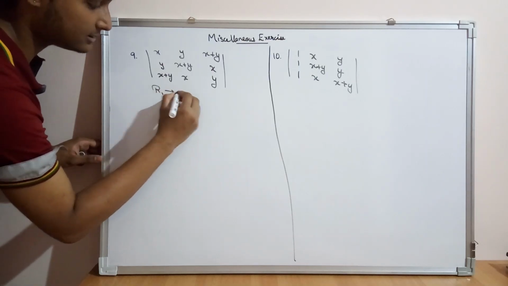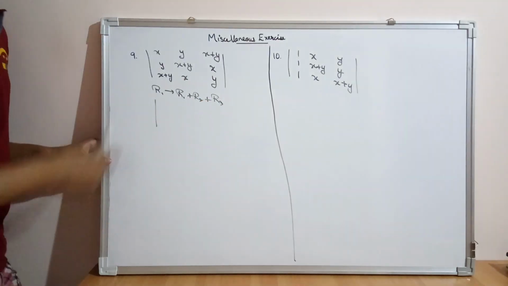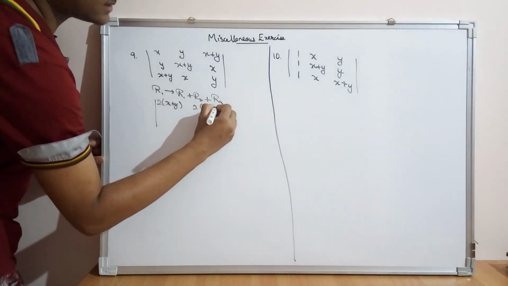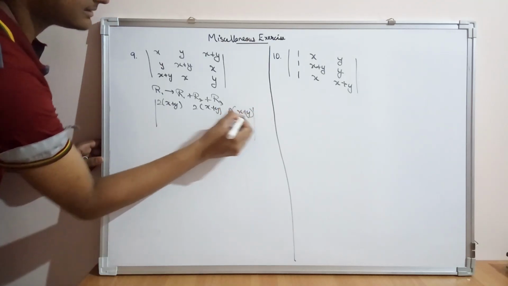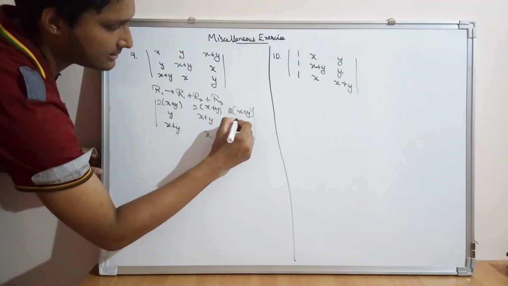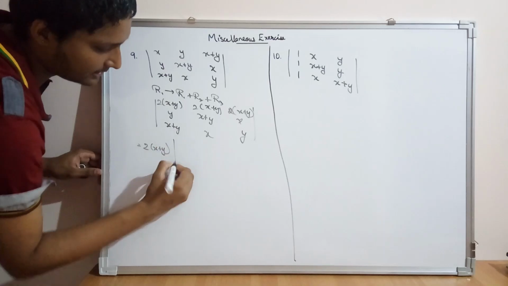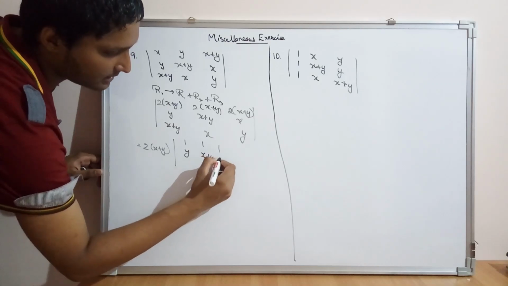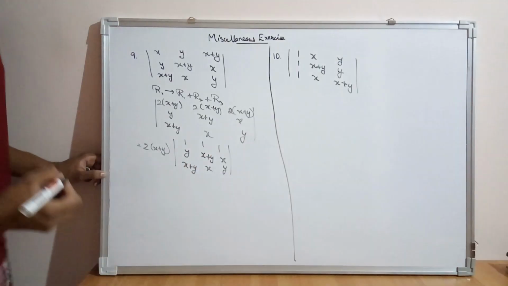So R1 I'll convert into R1 plus R2 plus R3. If I add all the rows, I'm going to get 2 times x plus y everywhere. 2 times x plus y, 2 times x plus y. So we'll take out 2 times x plus y. What remains is 1, 1, 1, y, x plus y, x plus y, x, y. This is what is going to remain.